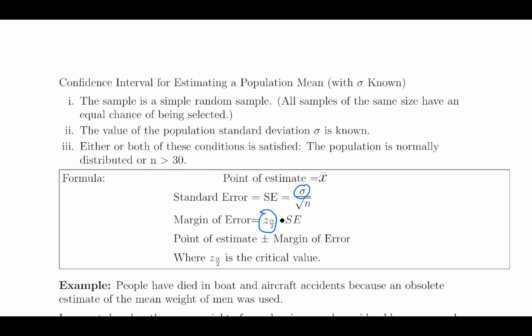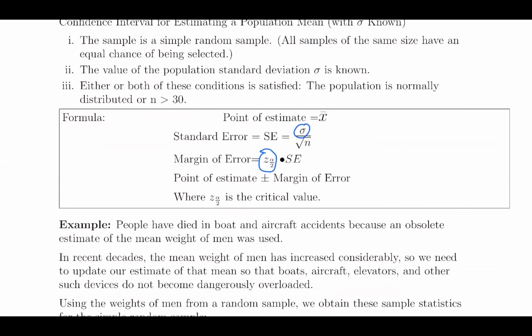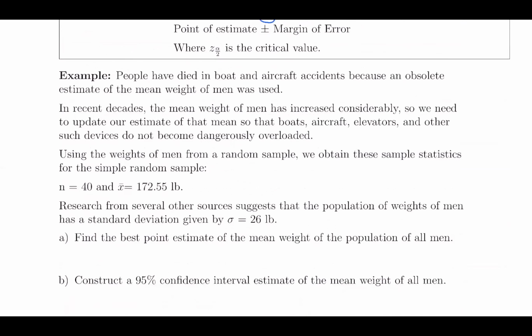Okay. And that's only when we don't know the population standard deviation. If I don't know the population standard deviation, we use the t distribution. If I know the population standard deviation, we use the z distribution. So let's go ahead and use this problem.